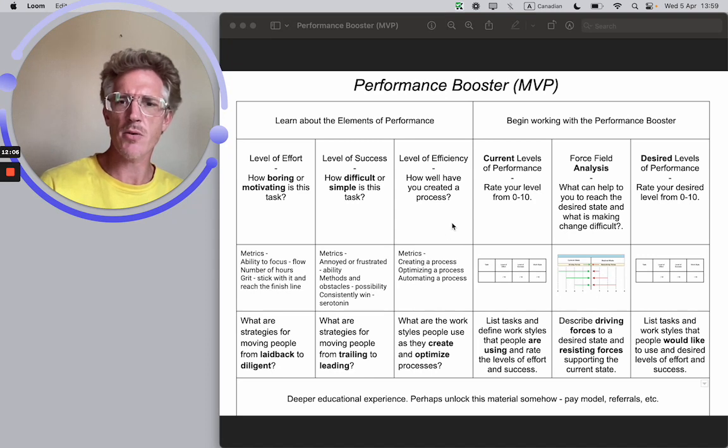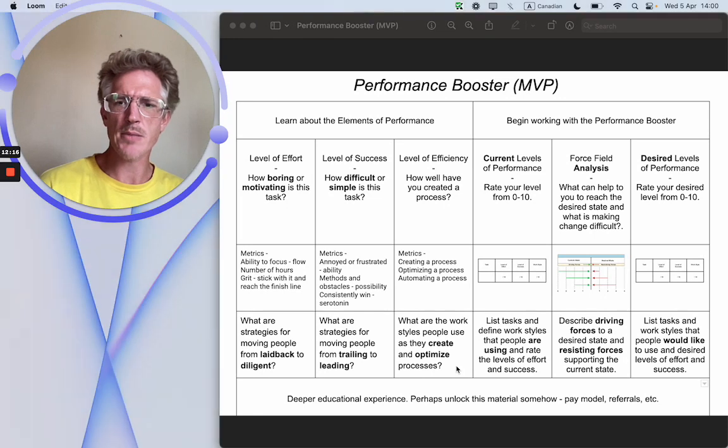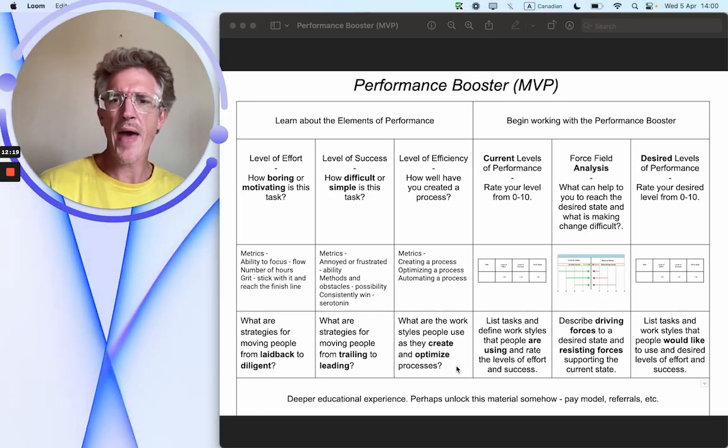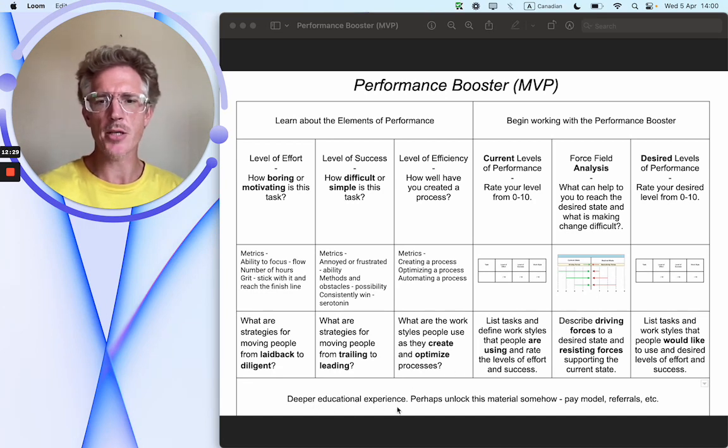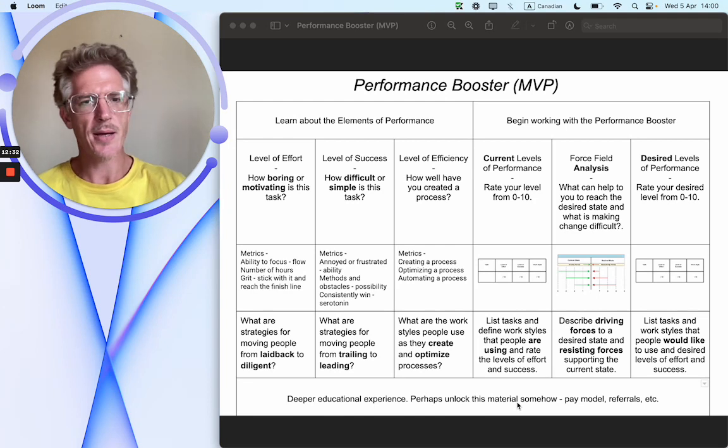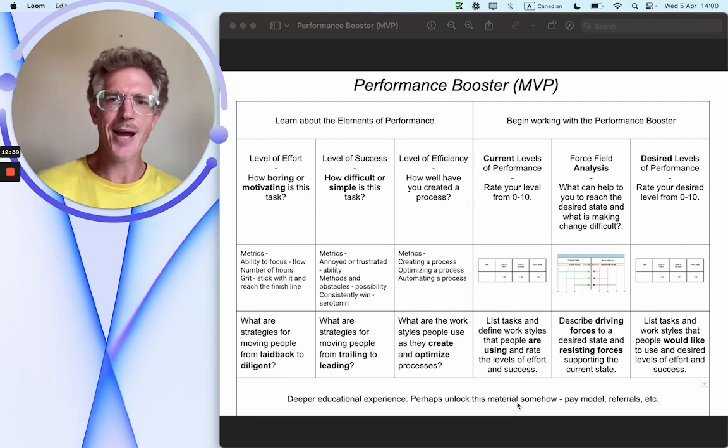Finally, level of efficiency. So how well have we created a process? And then, of course, here are the three metrics. And here's a question: what are the work styles people use as they create and optimize processes? Now, with that knowledge, I feel like this education experience is very important. These are very basic questions. Now, when I coach people, I have a deeper educational experience where I connect them to more concepts that come from Create Crucial Insight, also concepts from psychology, and from other business coaching and management tools. I put those all together in the next level so that people can get a deeper educational experience if they like the app, so it's easy for someone to go through this very simple process.